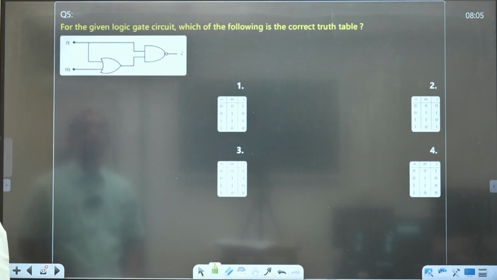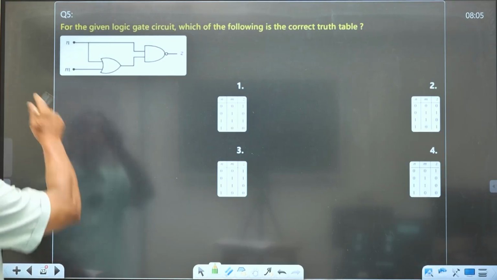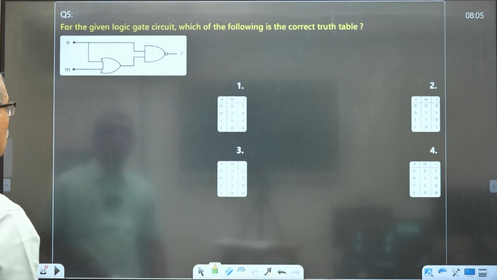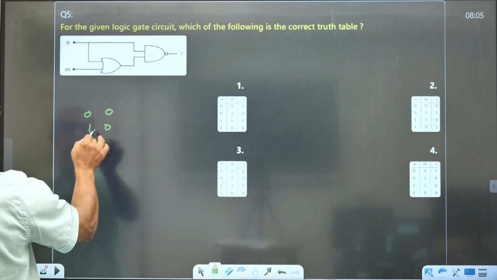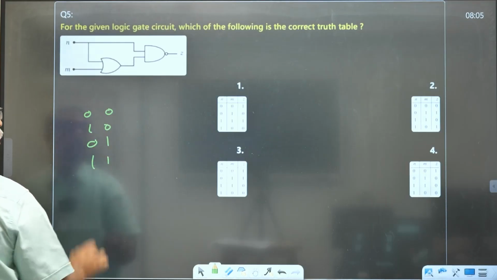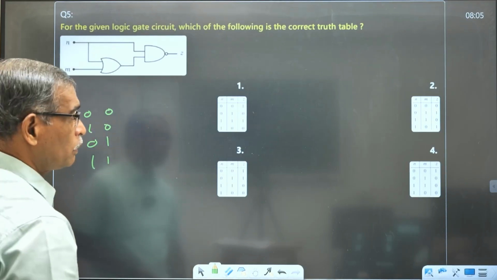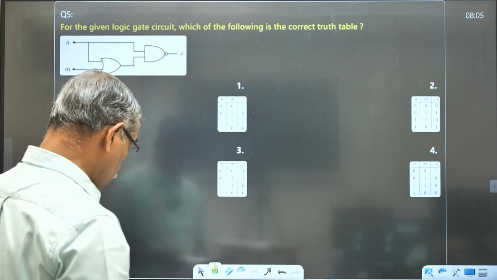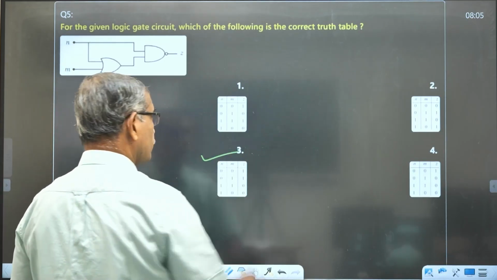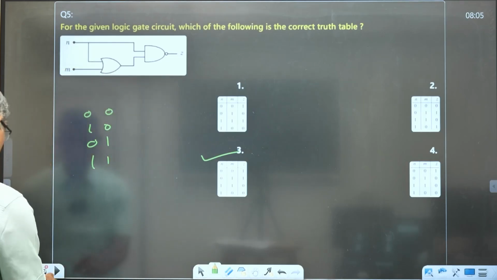Again, a repetition question is there. Now, verify the possible inputs 0, 0, 1, 0, 0, 1, and 1, 1, and see the output. Whichever truth table agrees with this one, that is our answer. This is not doing, the option is equal to 3. Next.